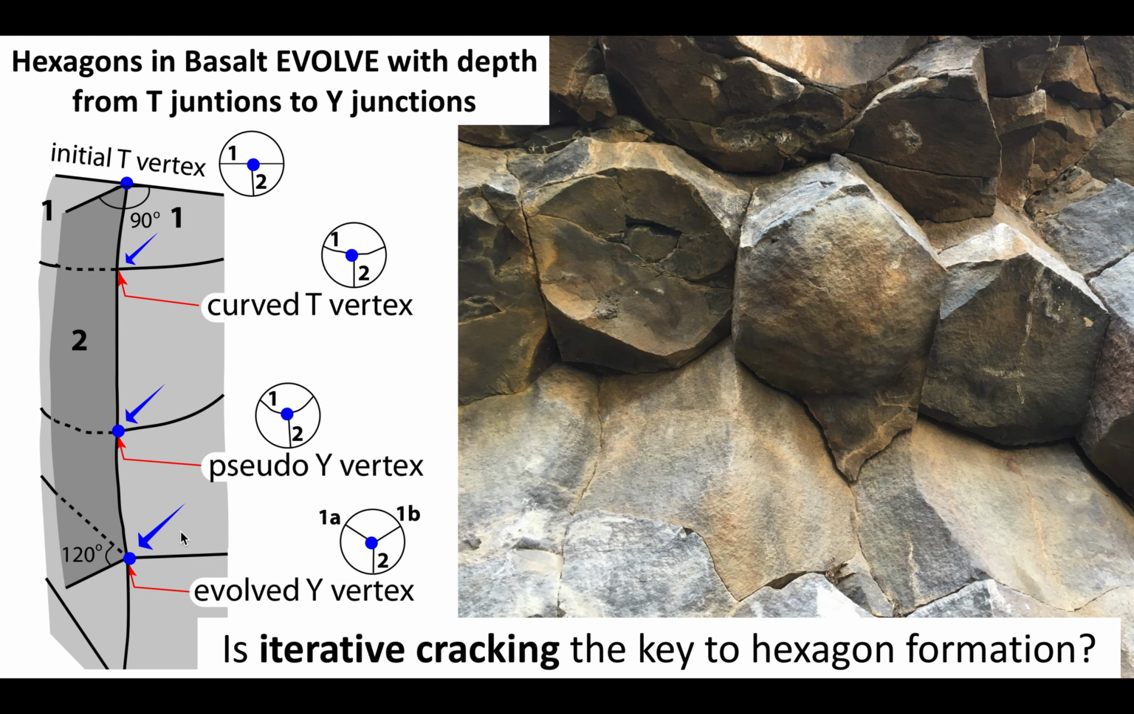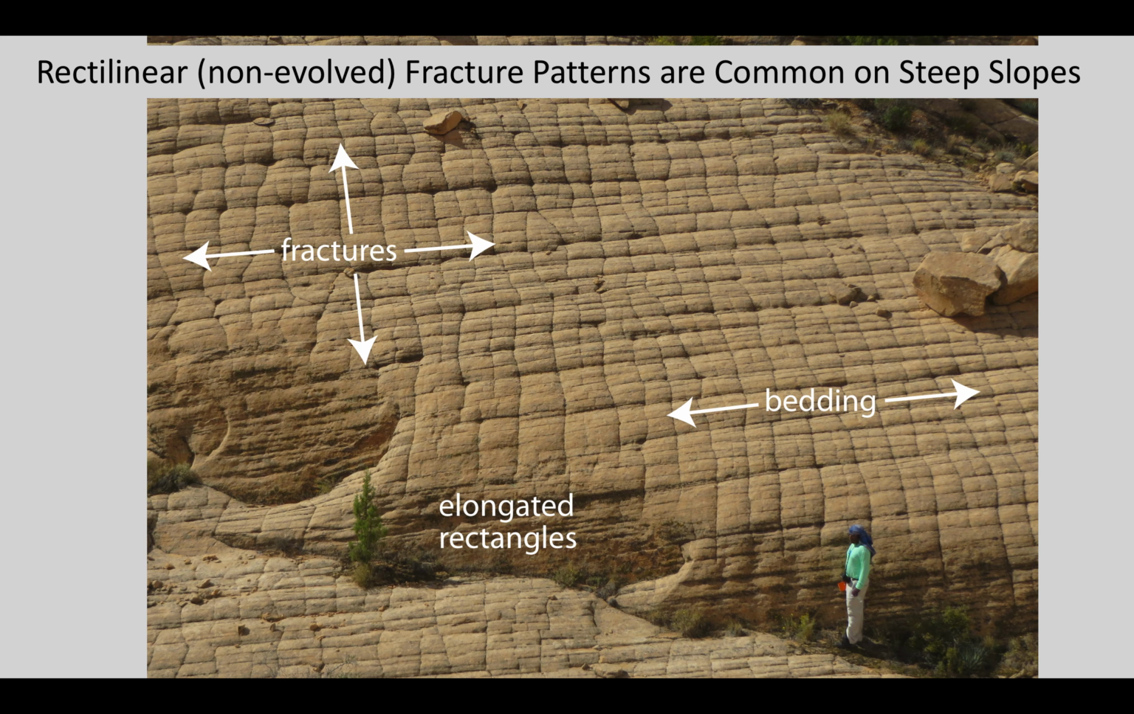So the hexagons in the rock evolve with depth, and it's iterative cracking that is believed to be the key to the formation of hexagons. The first cracks, we don't have that pattern, but more and more cracking is taking place as the lava cools, and eventually you get shifting of those junctions from T's into Y's. I didn't tell you, but in the Navajo sandstone, this kind of fracture pattern is also common. It's probably more common than the hexagons.